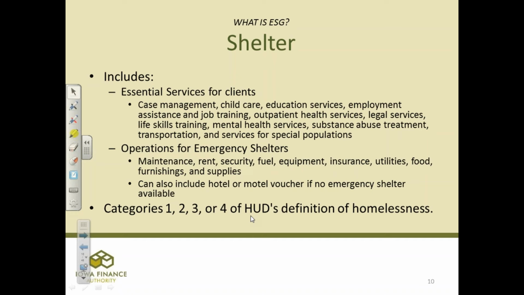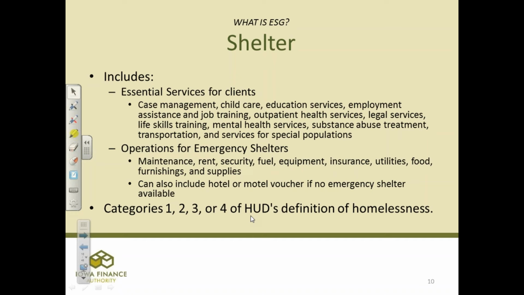Another broad category within shelter is operations for emergency shelters. So this isn't the direct services for clients, but this is all the many necessary activities to keep your doors open and keep it a safe place. And so that would include maintenance, rent on your shelter, security, fuel, equipment, insurance, utilities, food, furnishings, and supplies. Again, supplies for the shelter. Those are all fully acceptable under ESG, and no particular limits within any of these subcategories either.